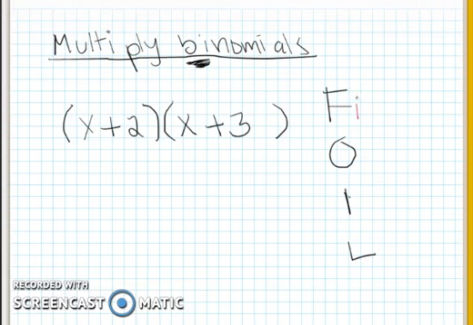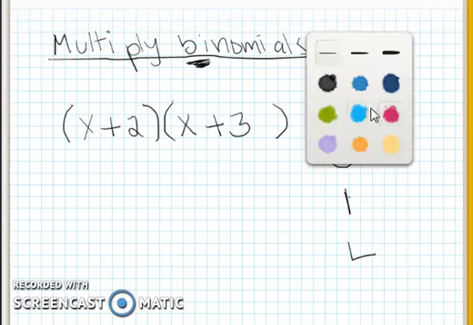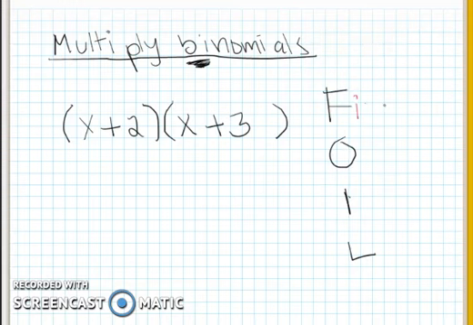FOIL stands for first. Whoops, sorry, I don't know what just happened here. Okay, oops, sorry about that. Sorry, first, outer. I think there's only one T in there. Just kidding. Haha.